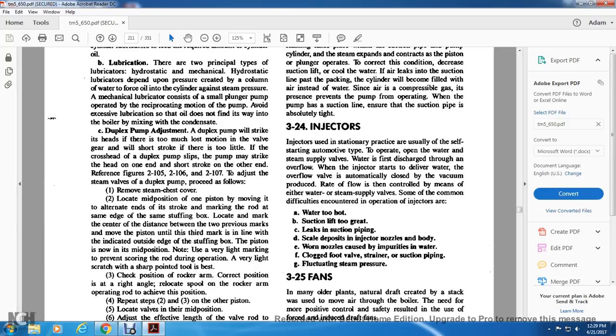We're going to remove the steam chest cover. Locate the mid position. One, position the piston at one edge of the stroke, marking the rod at the edge of the stuffing box. Locate the marking at the center of the distance between the two previous marks by moving the piston until the third mark is in line.